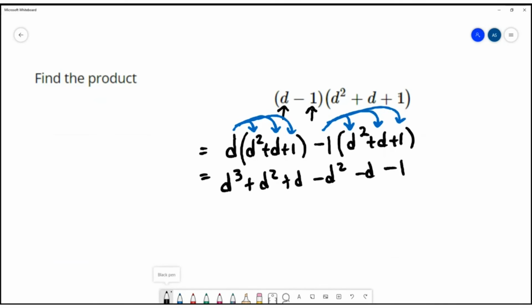Now that we've done all of those multiplications, we want to combine any like terms we have. D to the third power is the only term with a cube. We have d squared and minus d squared. Those combine to give 0. Then we have plus d and minus d. Those combine together to be 0. And then we have a minus 1. So d minus 1 times d squared plus d plus 1 simplifies to be d cubed minus 1.